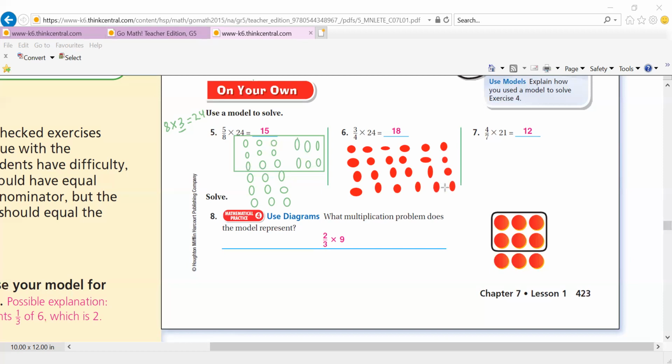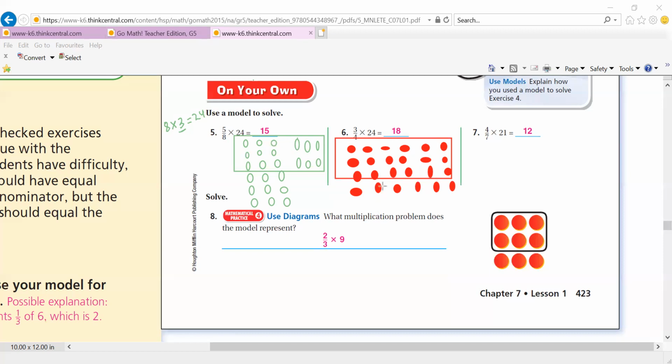Okay, 1, 2, 3, 4. In the denominator, I have 4. I've made 4 groups. In that, I need how many? In the numerator, 3. So I will just take 3 groups. And if I count, this is 18.